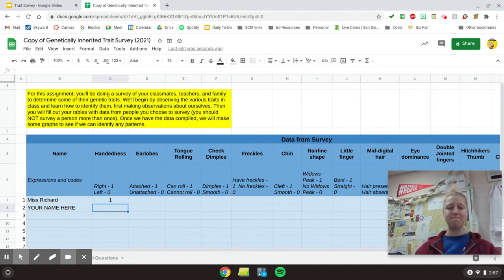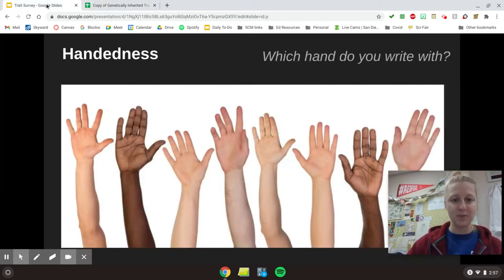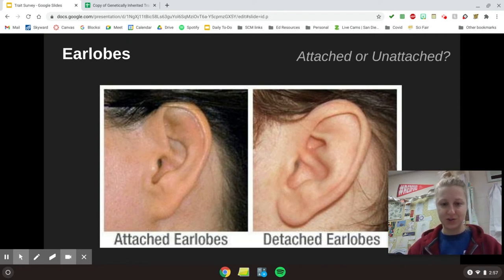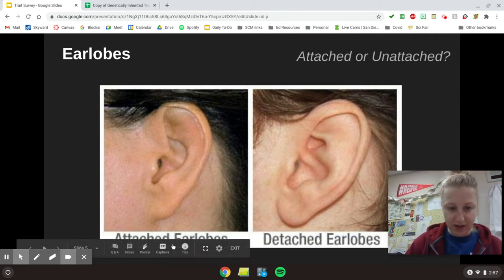Okay, let's move on to our next trait, which is earlobes, attached or unattached. What we're looking at here is where the ear attaches to the head. In this picture, we call this an attached earlobe because the ear attaches to the head pretty much at the lowest point of the ear. On this ear, though, the ear comes down and then goes back up before it attaches to the head. So we call that a detached earlobe because there's a dangly bit that falls below the attachment.